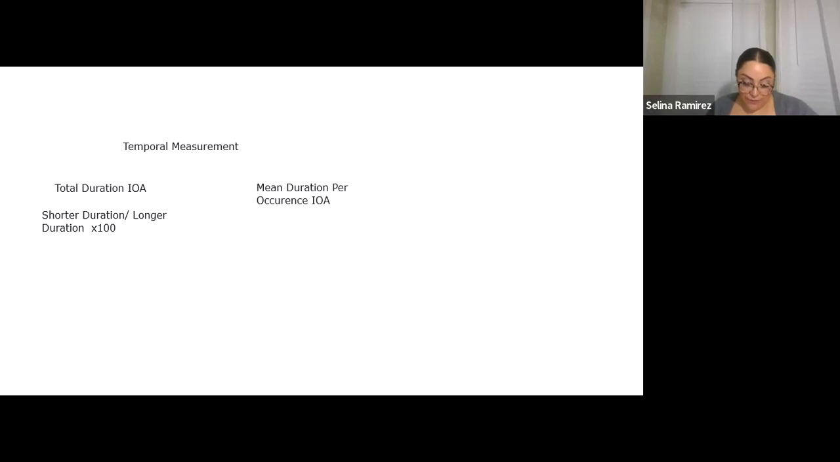So it's going to be the same kind of formula as mean count, but this time we are going to be collecting the mean duration. So for that one, we're going to say duration 1. So I observed he engaged in tantrum for 1 minute, or whatever the first observation was. So you have your duration 1, IOA, plus duration 2. So I observed that he engaged in tantrum for 1 minute, and then the next time for 2 minutes, and then the next time for 3 minutes. Let's just say, for example, IOA.